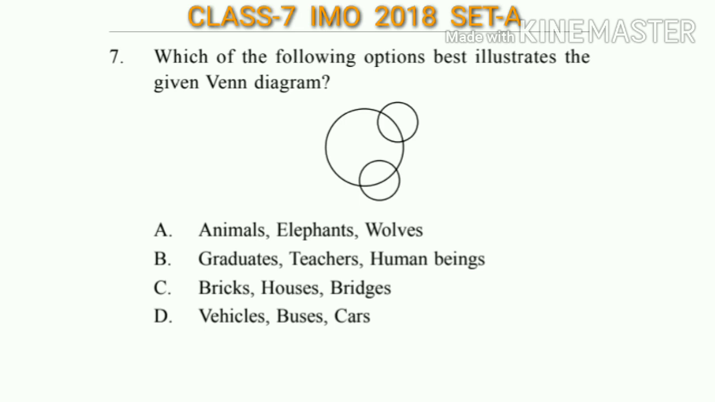Question 7. Which of the following options best illustrates the given Venn diagram? Look at the Venn diagram carefully. The answer will be option C. Bricks, houses, bridges. Houses are made up of bricks and bridges are also made up of bricks. So the answer will be option C.